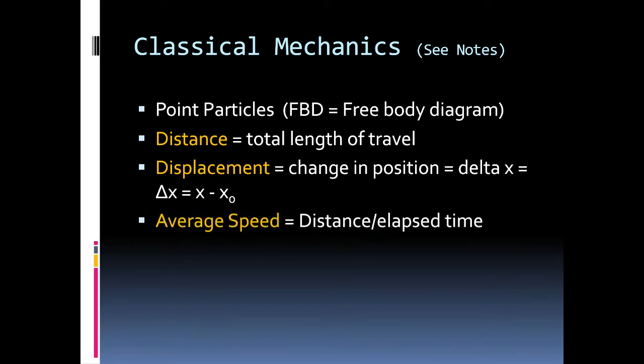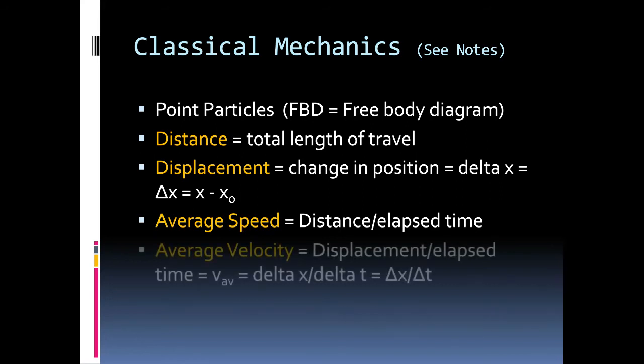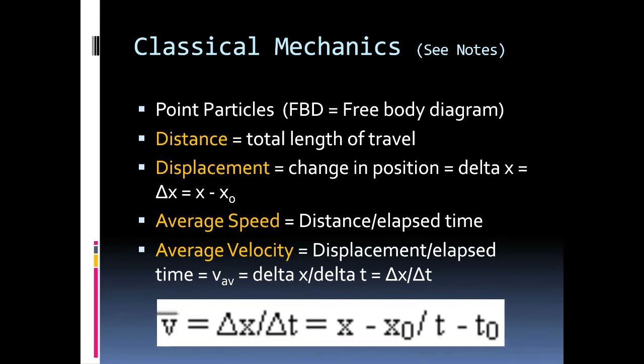The average speed is distance over elapsed time. Average velocity is displacement over elapsed time. You could write v sub av for average. We also like to use a bar. We just write v and put a little line over the top. We call it a bar, and it stands for average velocity. So delta x over delta t, change in x over change in t. Here's the bar. V with a bar over it means average velocity. That's what we're going to calculate.